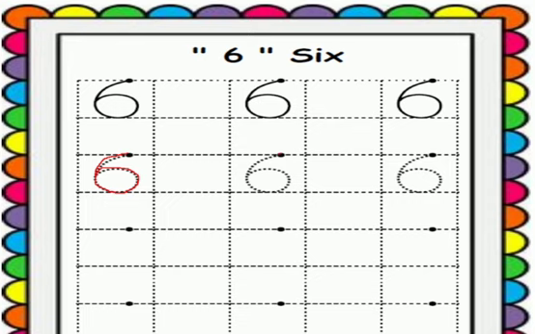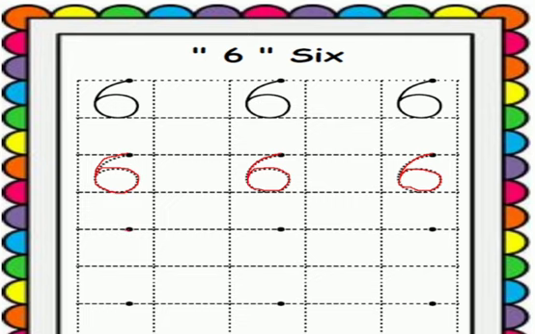From the dot, come down, take a curve and then join back. Number 6. From the top, bend down, come down, move upwards and then take a curve. Number 6.